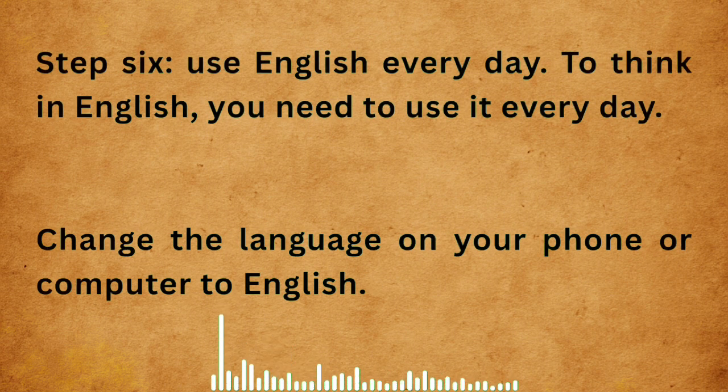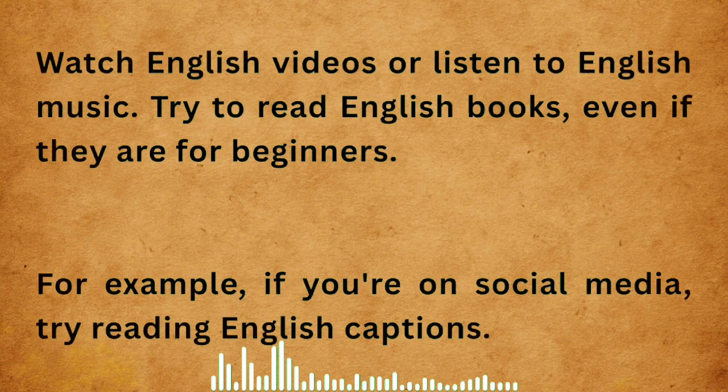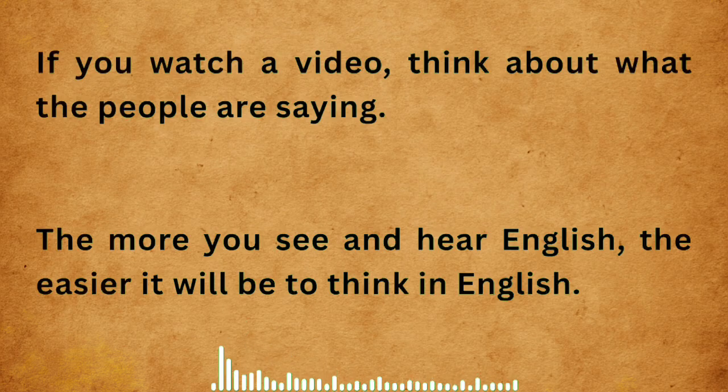Step 6. Use English every day. To think in English, you need to use it every day. Change the language on your phone or computer to English. Watch English videos or listen to English music. Try to read English books, even if they are for beginners. For example, if you're on social media, try reading English captions. If you watch a video, think about what the people are saying. The more you see and hear English, the easier it will be to think in English.